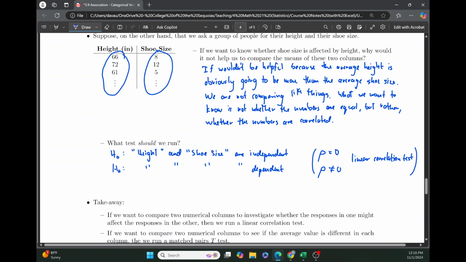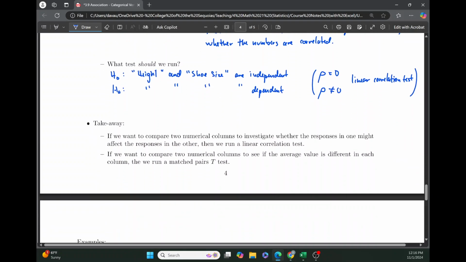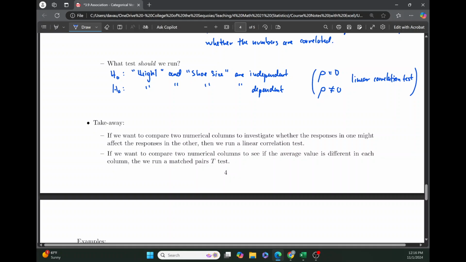So the takeaway here is, if we want to compare two numerical columns to investigate whether the responses in one might affect the responses in the other, then we run a linear correlation test. If we want to compare two numerical columns to see if the average value is different in each column, then we run a matched pairs t-test.